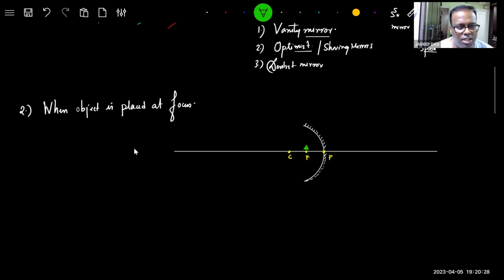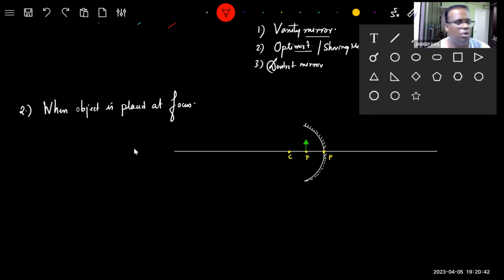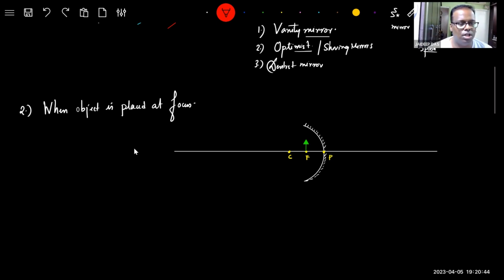The object is always kept erect. That you may ask, sir, why is the object erect? The object is always by default taken erect. So let's draw the rays. A ray of light which is parallel to the principal axis, right? So let's draw that. A ray of light which is parallel to the principal axis passes through the focus after reflection. So this has passed through the focus after reflection.